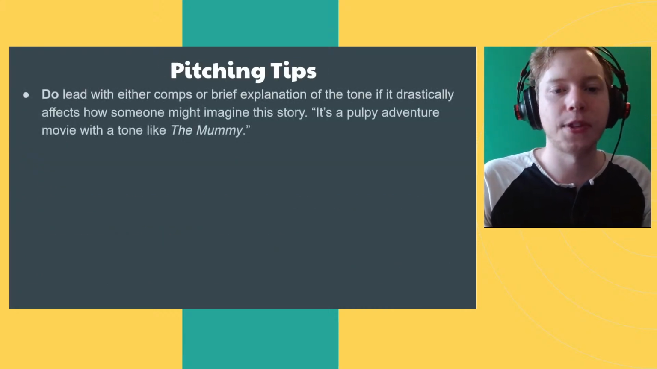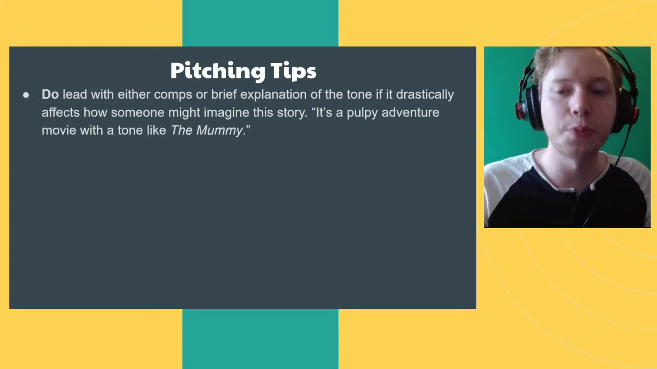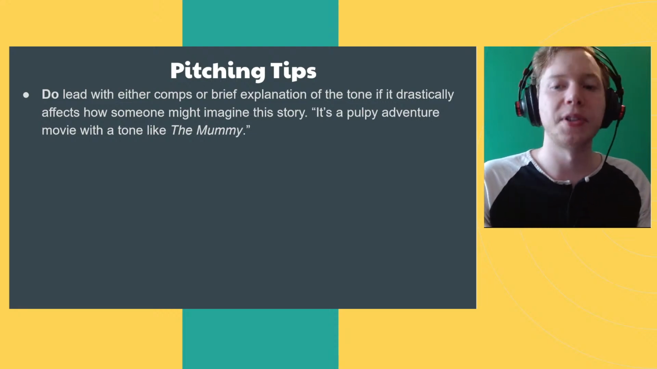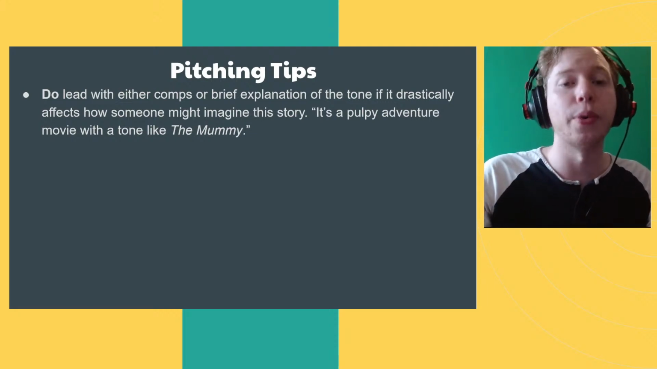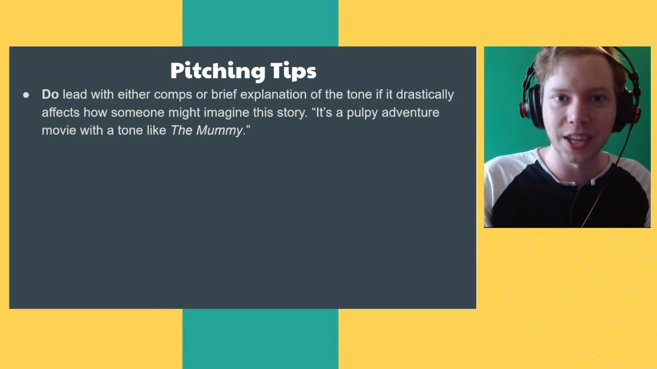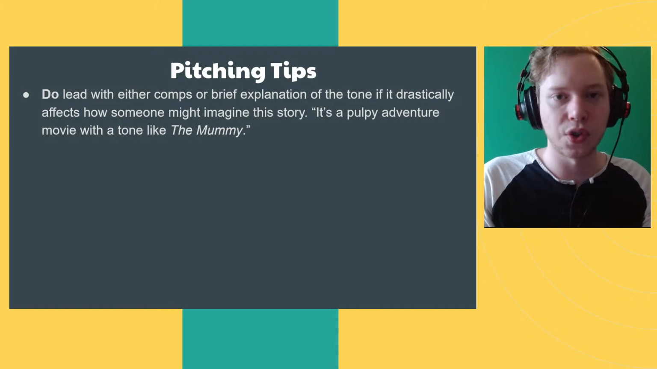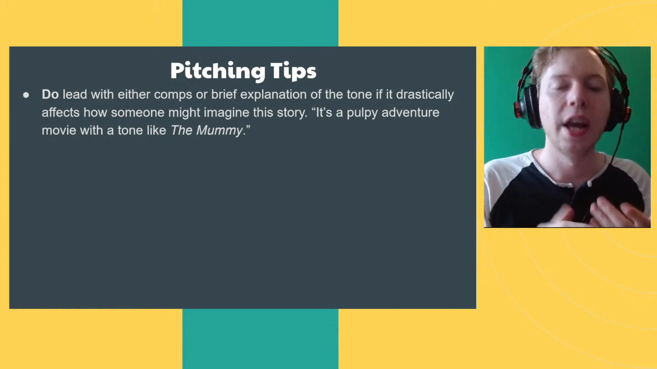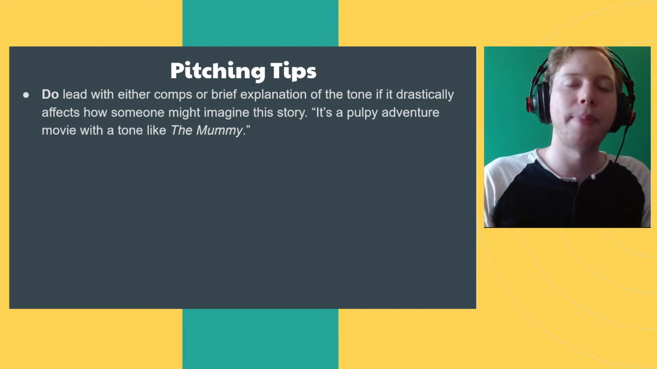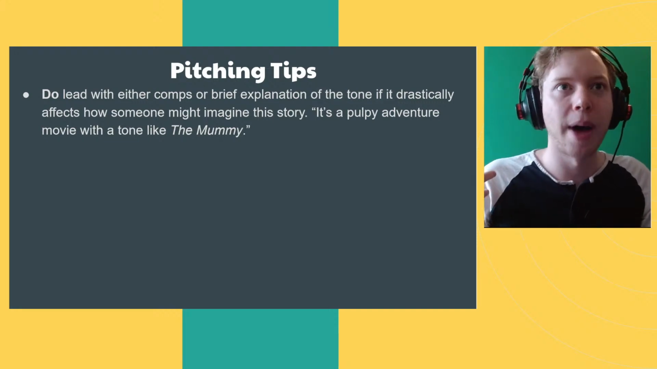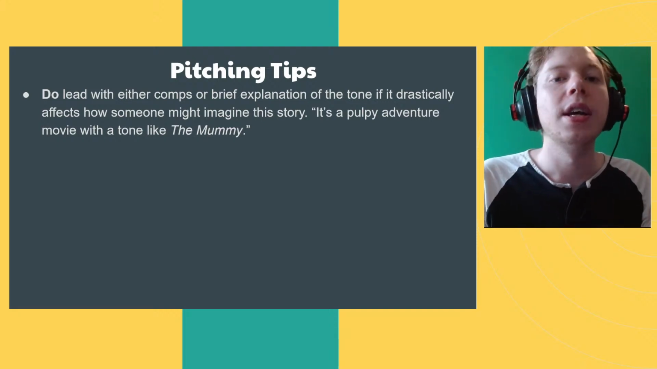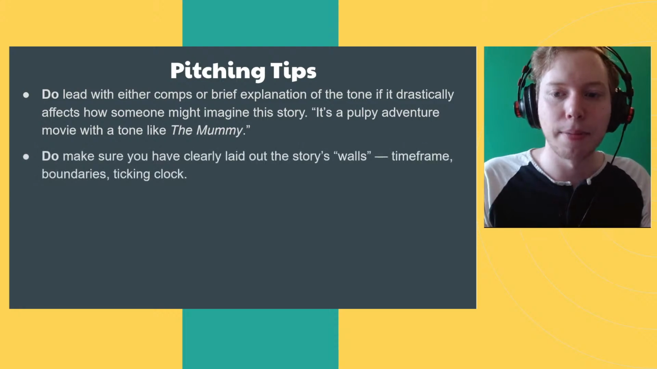All right, so a couple tips. Remember to include a brief explanation of the tone if it's going to drastically affect how someone is going to imagine the story. So if we say this is a pulpy adventure movie with a tone like The Mummy, we're going to understand that very differently, as opposed to a super serious, really scary adventure story. If you give us a comp or prime us to understand the tone, we might understand, okay, this might be a little jokier or quippier. This might have a romance element to it. Just make sure that you're priming us to think of it in the right way so that it all adds up and makes sense.